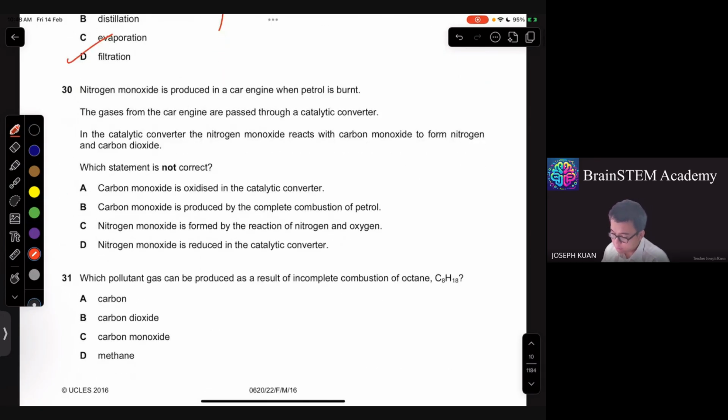30. Nitrogen monoxide is produced in a car engine when petrol is burnt. The gases from the car engine are passed through a catalytic converter. In the catalytic converter, the nitrogen monoxide reacts with carbon monoxide to form nitrogen and carbon dioxide. Which statement is not correct?